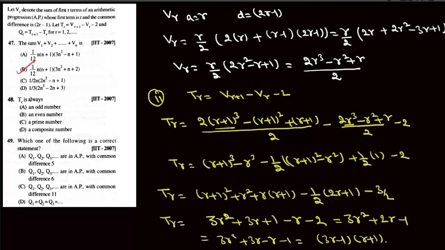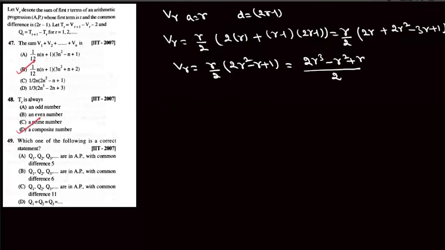So it is a composite number. So that means 48 is D. And then finally, we need to find the statement about Q1, Q2, Q3, Q_R, and Q_R is T_(R plus 1) minus T_R.